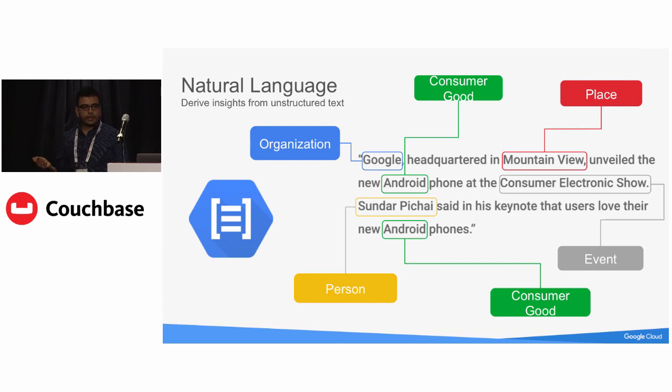So here it's telling me that Google's an organization. There's a place called Mountain View. There's an event called the Consumer Electronics Show. There's a person named Sundar, who's our CEO. And there's something called Android, which is a consumer good. So it's been trained on this large corpus to understand these insights, like, for example, iconic folks. So you can pick those up. And again, all of this is available via our APIs in JSON form.